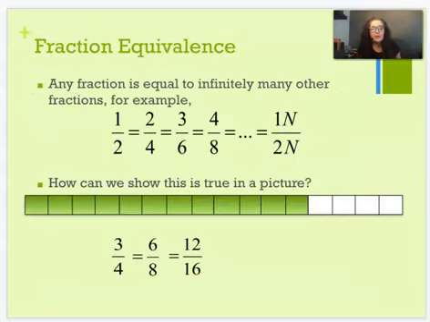We could use fraction equivalence. That's how we get a common denominator. So any fraction is equal to infinitely many other fractions. And there's an example. If I asked you to tell me a fraction that's equivalent to 1/2, you could give me lots of different fractions. And then we could show it in a picture.